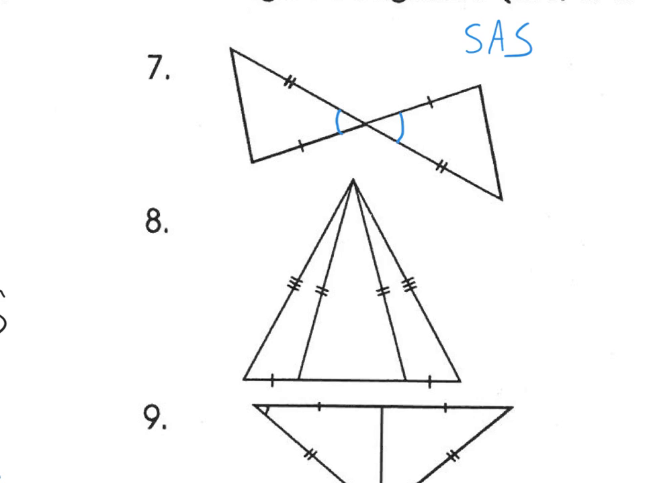But let's start off with the most obvious one. We can prove that this triangle right here is congruent to this triangle right here using the side, side, side postulate. So that's enough, and we could just move on. But I want to show you something a little bit more.